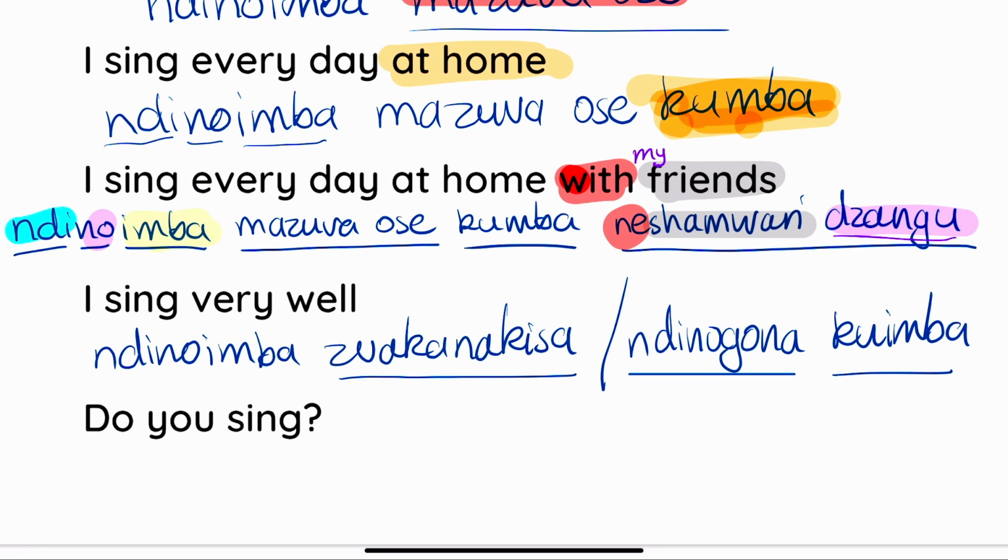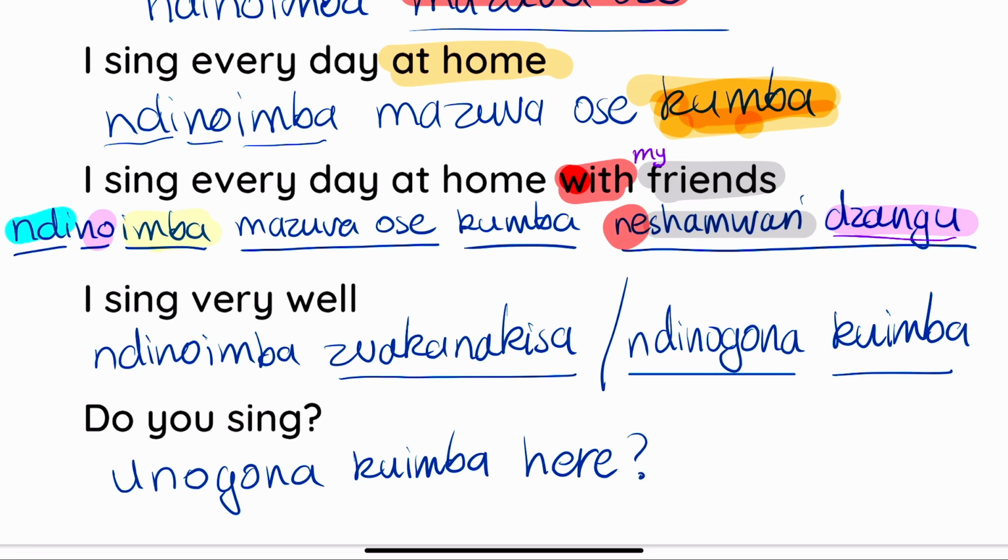And then if we are asking a question, do you sing? Asking somebody else if they sing. I'm not asking myself, I'm asking somebody else. I would say u for you, no, my present tense marker, gona, are able to, sing, kuimba, here. Unogona kuimba here. Or it can be unoimba here. Do you sing?